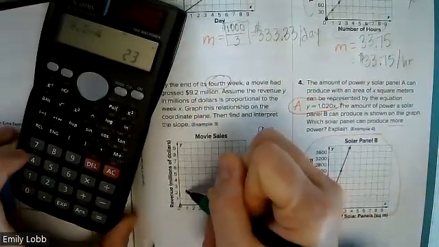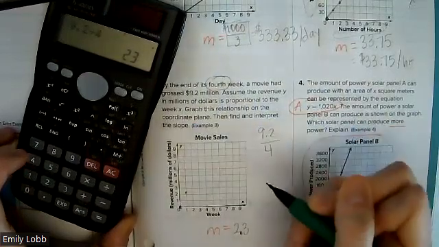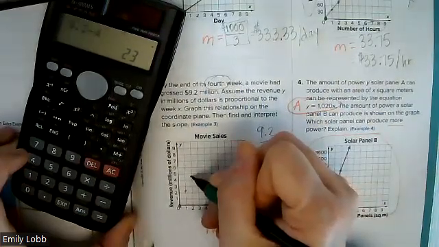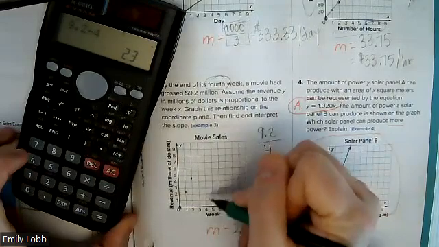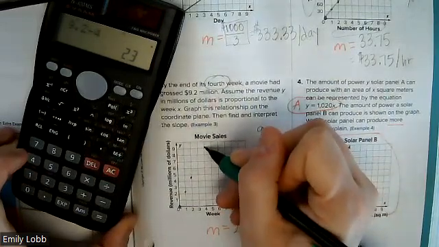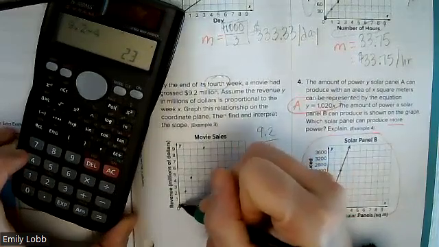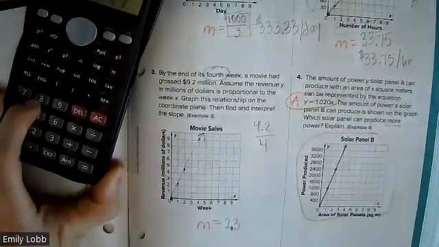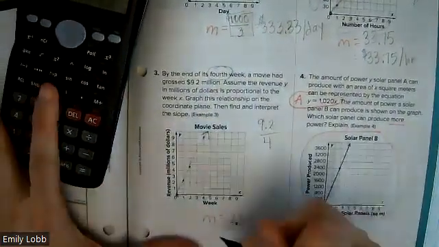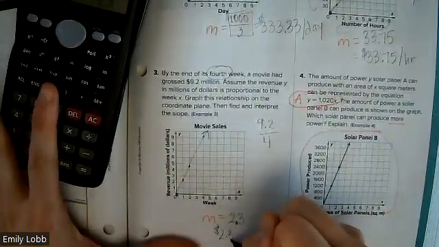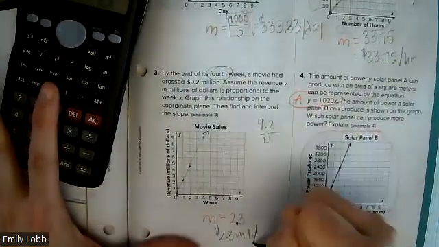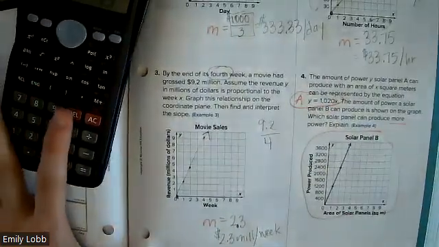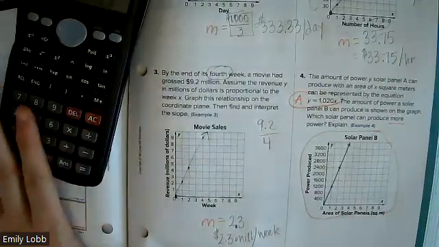So about here. And then we have 4.6, which is about here. And then at 4, it's at 9.2, so it's up here just barely. So this line is going up in this direction. What does that mean? It means it makes $2.3 million per week. That's how we would interpret that slope, what that slope means.